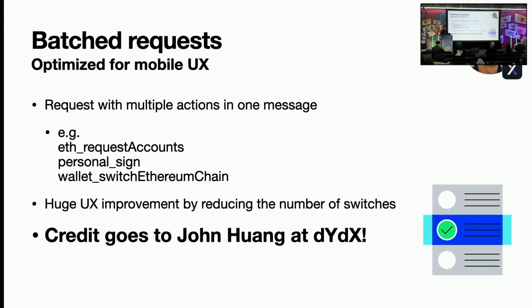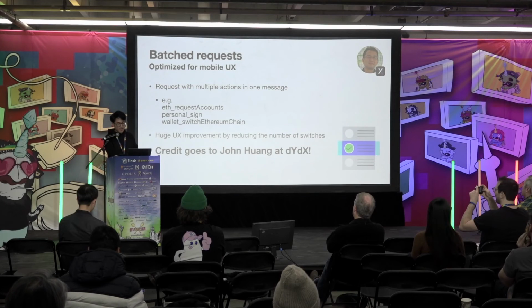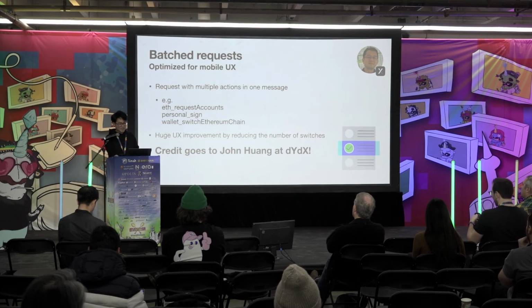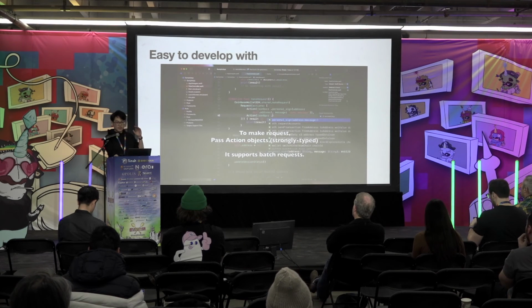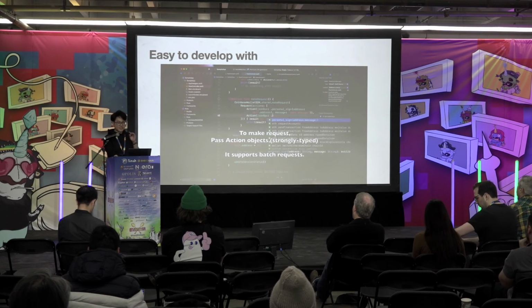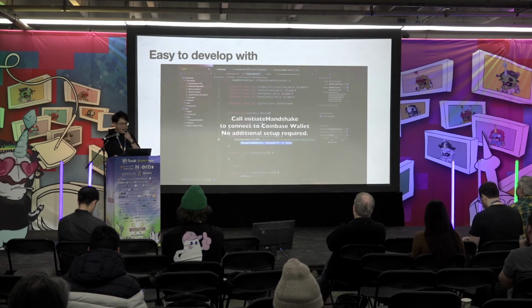First, it's optimized for mobile UX. It allows something called batch requests. You can make a request with multiple actions. An action is a JSON RPC call. Actually, I have to say the credit goes to John at DYDX. DYDX was one of the first apps to try our new SDK, and this idea of batch requests is solely his idea. It enabled a huge improvement in UX by reducing the number of app switches. So thank you so much, John, for your contribution. And it's also easy to use and strongly typed. It has nice auto completion, but I'll just move on.